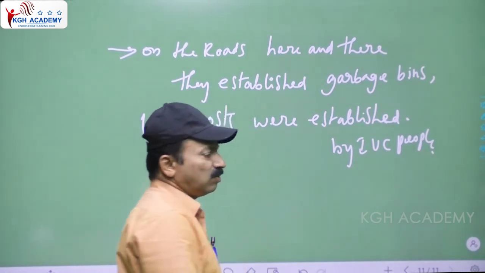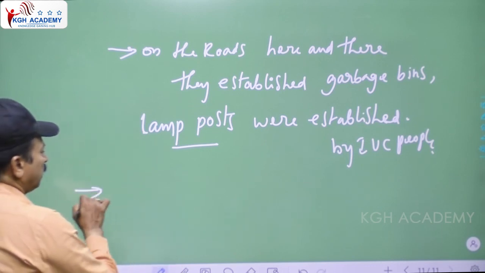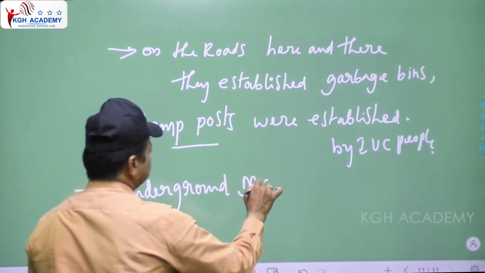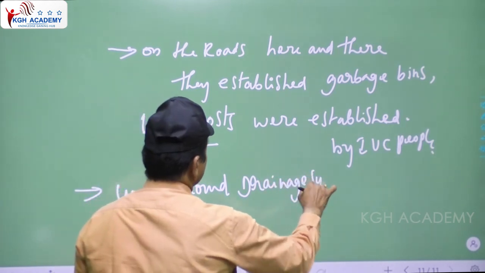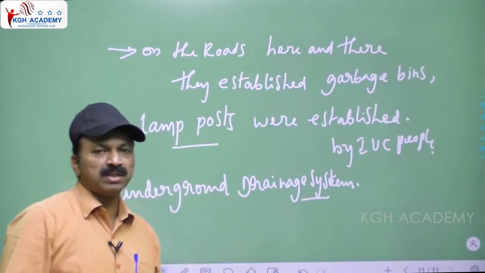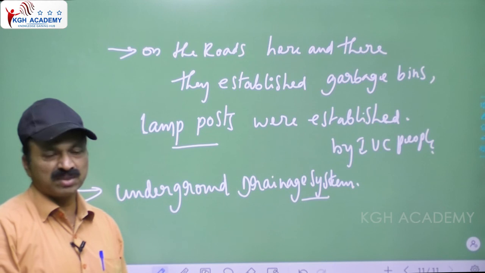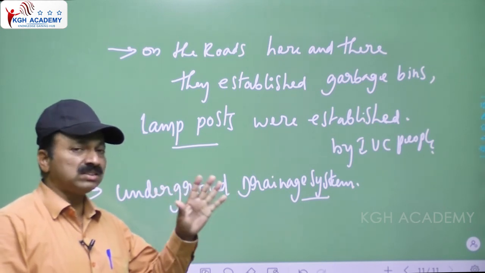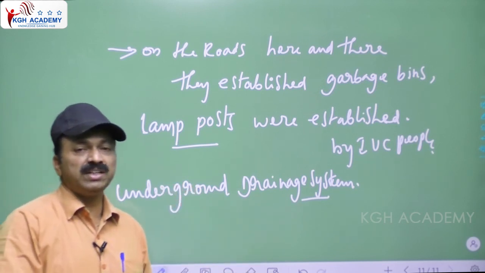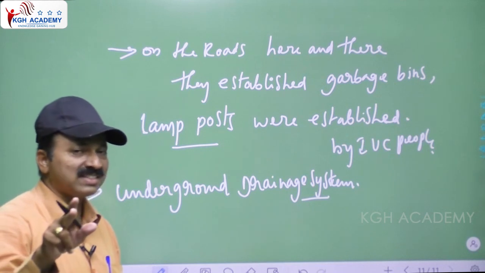Then basically the underground drainage system was well established by them. Underground drainage system, one of the important points. That was well established by these people. But one of the towns did not possess this underground drainage system, that is Banwali. Almost all the towns and sites got an underground drainage system. The only place where we did not find it was Banwali.